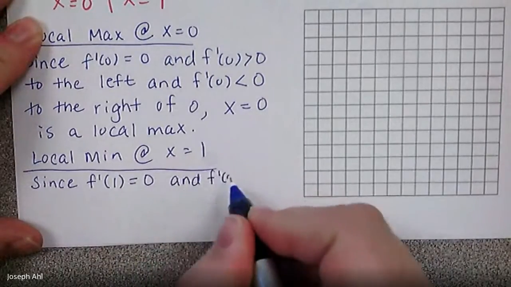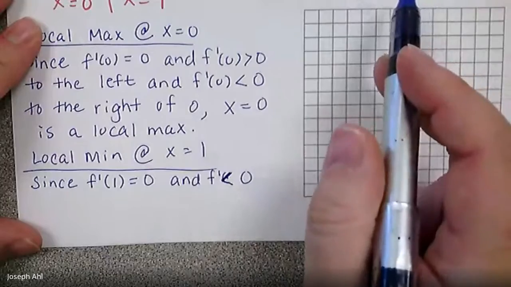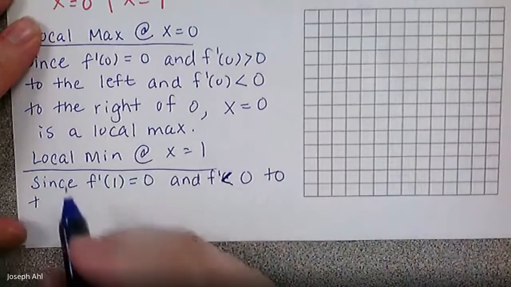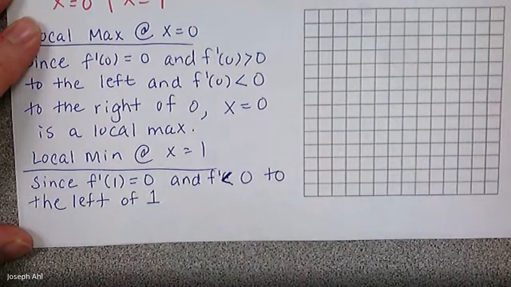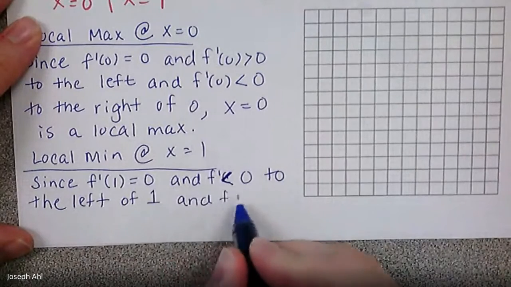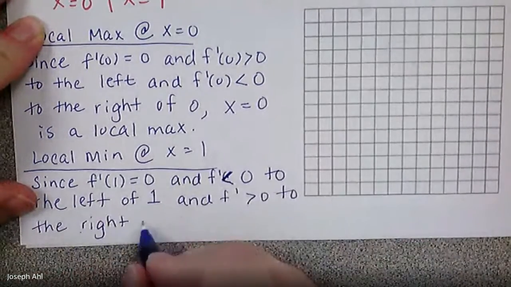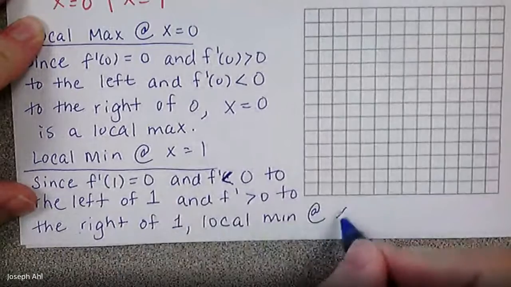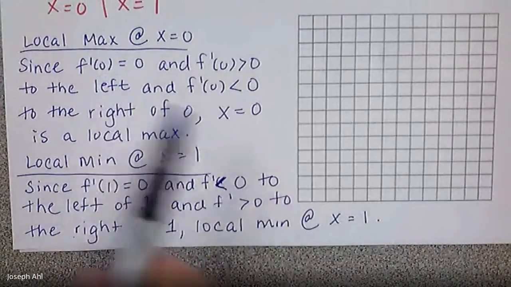and f prime is less than 0, sorry. It's negative to the right of 1. Okay, less than 0 to the left of 1. Like I said, that reversed a second ago. And then f prime is positive to the right of 1. We have a local min at x equals 1. Okay. So those are the justifications that are needed there.